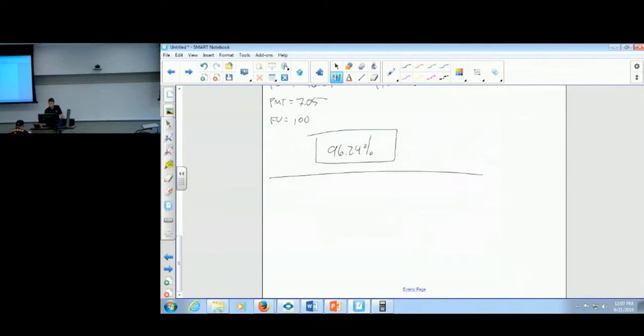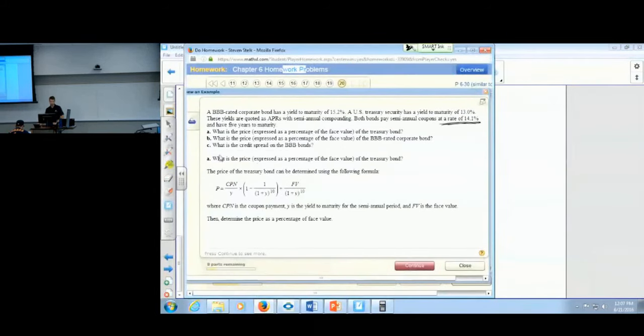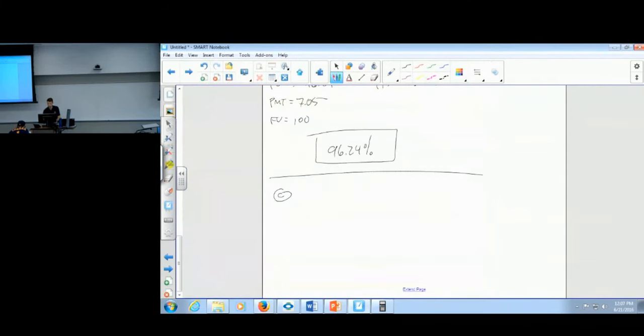All right, this very last question, question C, deals with the credit spread. Question C is, what is the credit spread on triple B bonds? The spread is just the difference between the risky corporate debt and the risk-free government debt. That's all it's asking. So it's the yield to maturity of the corporate debt minus the yield to maturity on the government debt. That's all it's asking for.